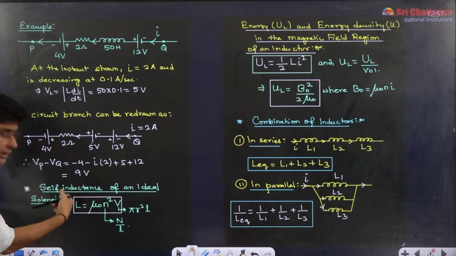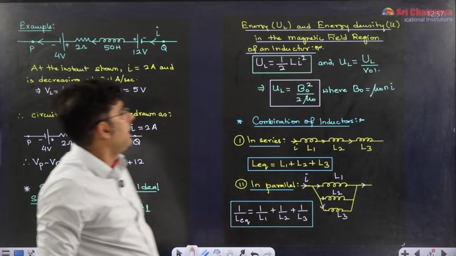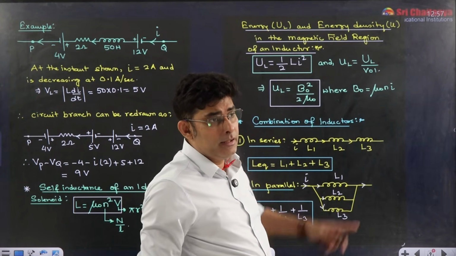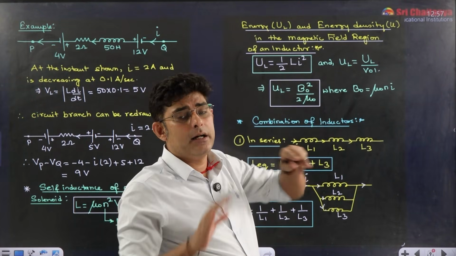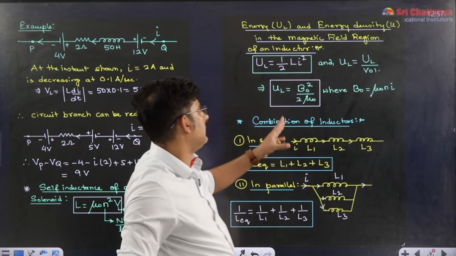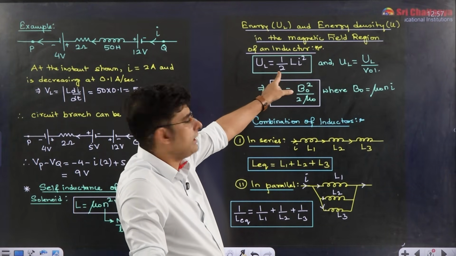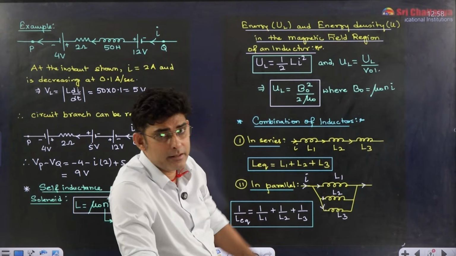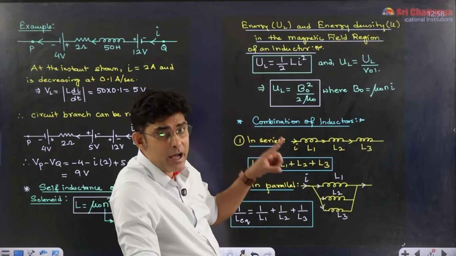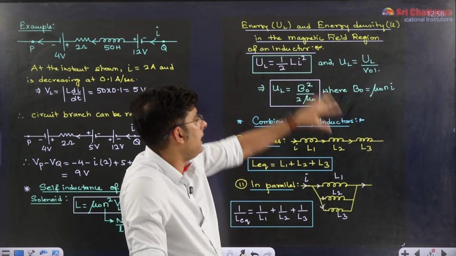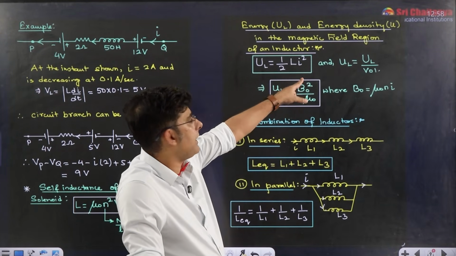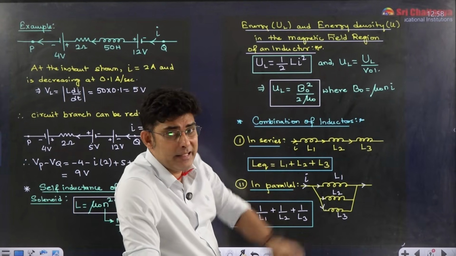Very, very important formula, remember this. Next, energy and energy density. The magnetic field inside the solenoid or the inductor will store energy in that region. That stored energy is of the form half Li square. Just like in a capacitor we have half CV square, here we have half Li square. And energy per unit volume is called the energy density.